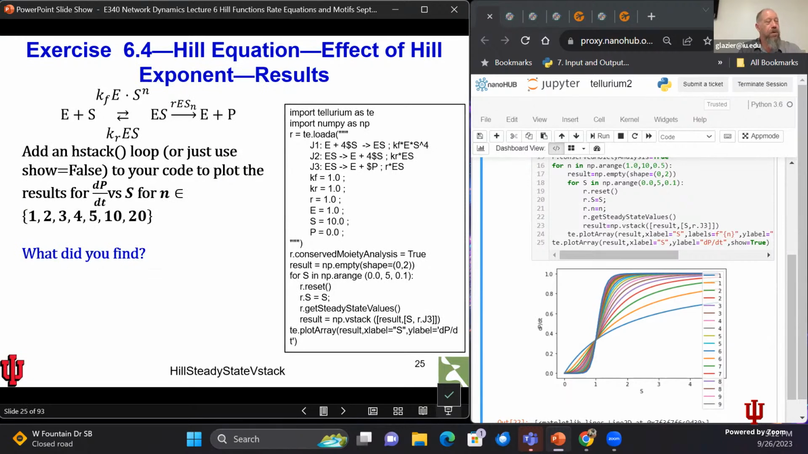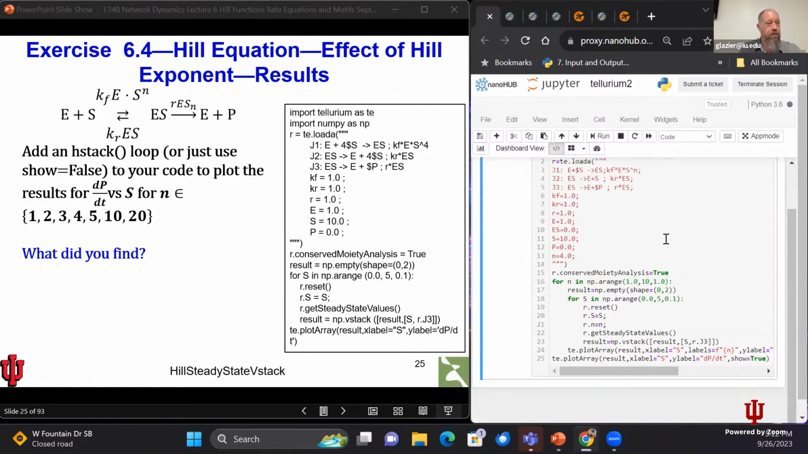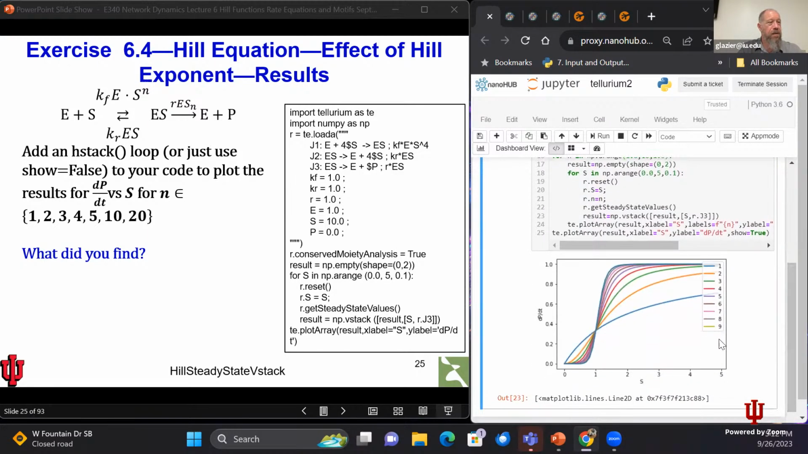Okay, so the question was, what did you find? And I hope that people got something that looks somewhat like this. You'll see that this first blue line here is the Michaelis-Menten line. And then as we have the N go up, and let me cut this back, I had added some lines here. Let me make just fewer of them so it's easier to see. As N goes up, we see something that gets more and more sigmoidal. If we keep going to very large N, we'd get something that looks like a step function.